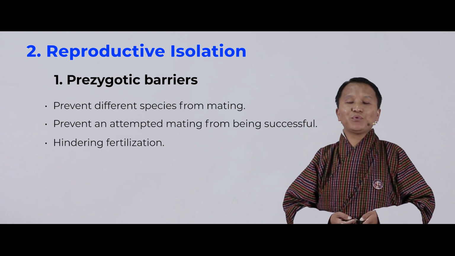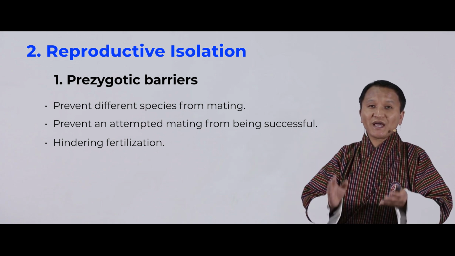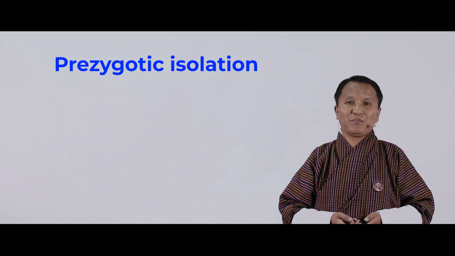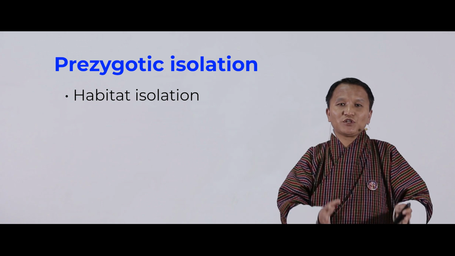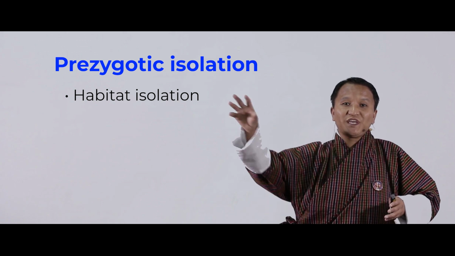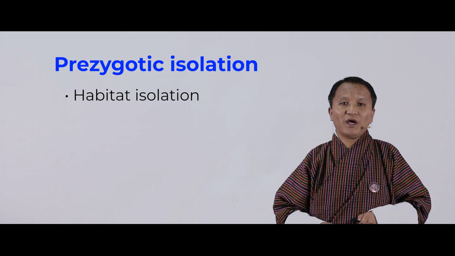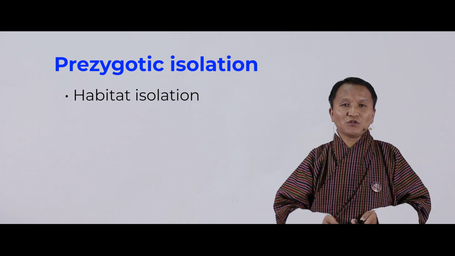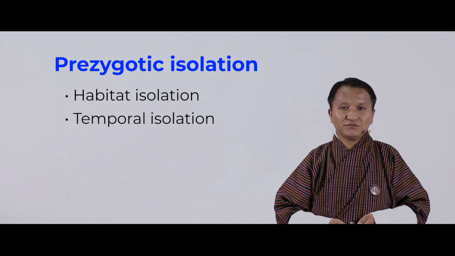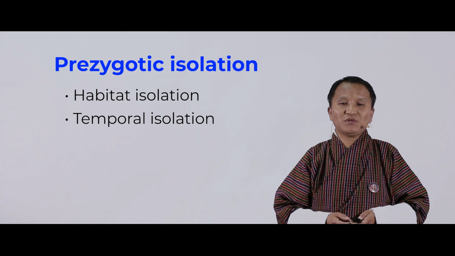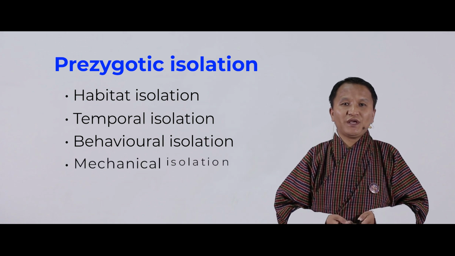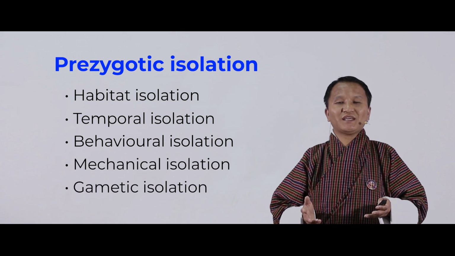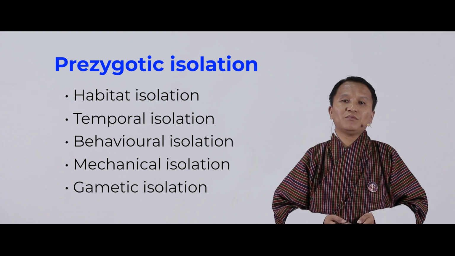So that is called pre-zygotic barrier. Besides those, the other reasons for pre-zygotic isolation can also happen due to habitat isolation. Sometimes the individuals might belong to the same species, but because they are residing in different places, mating cannot happen. Number 2, temporal isolation, because of the timing, about which we will discuss a little later. Then behavioral isolation, mechanical isolation, and gametic isolation. So these are again some other conditions which will prevent mating.